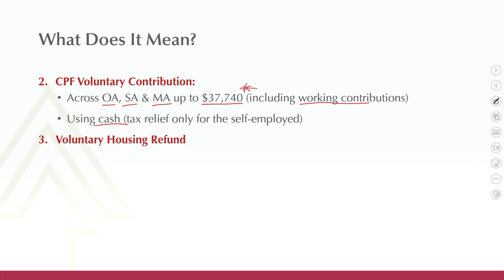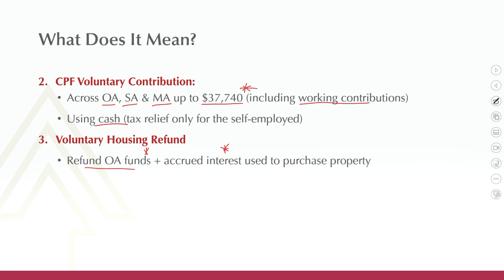The third way that you can contribute into your CPF is the Voluntary Housing Refund. For many of us, we have used our CPF OA money to purchase a property and pay for our mortgage. For this amount that we have taken out from CPF to pay for our housing, we can also voluntarily choose to refund this OA amount back into our CPF OA account. We can put back the amount that we've taken out, plus whatever accrued interest we would have otherwise gained if we had left the money inside the Ordinary Account. We can put this total amount back into our CPF OA even before we sell off our property. All right?